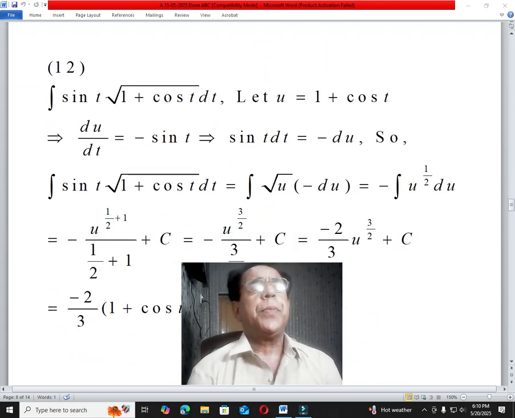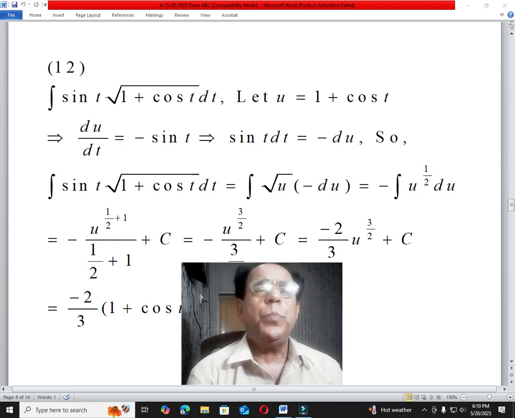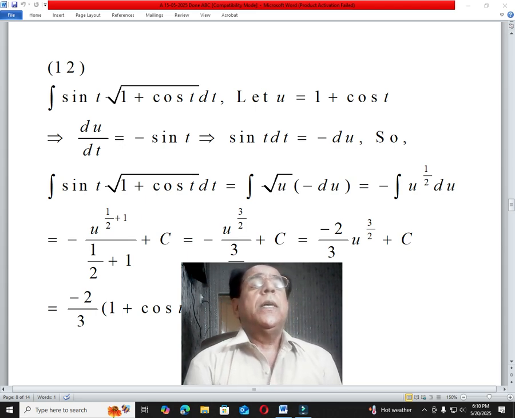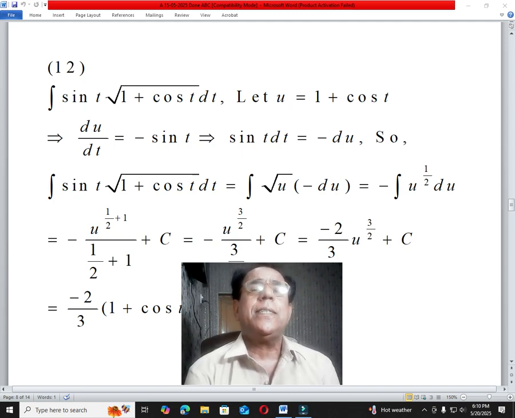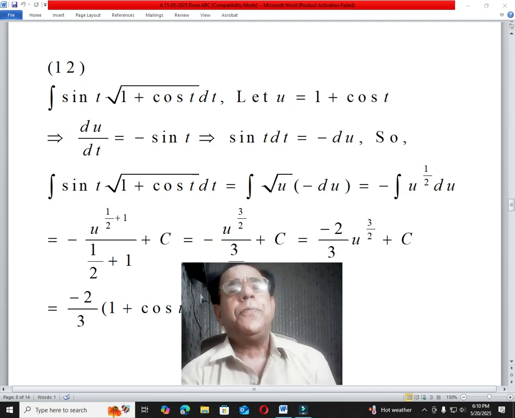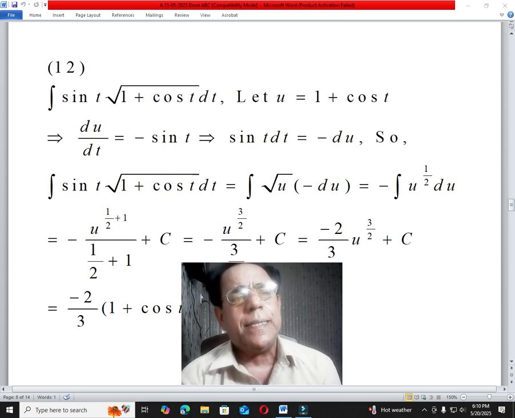Problem number 12. Integral of sin t times square root of 1 plus cos t, dt. Let u equal to 1 plus cos t. We are going to make this substitution. So this implies that du by dt will be equal to minus sin t. We know that differentiation of sin t is cos t, while differentiation of cos t is minus sin t.